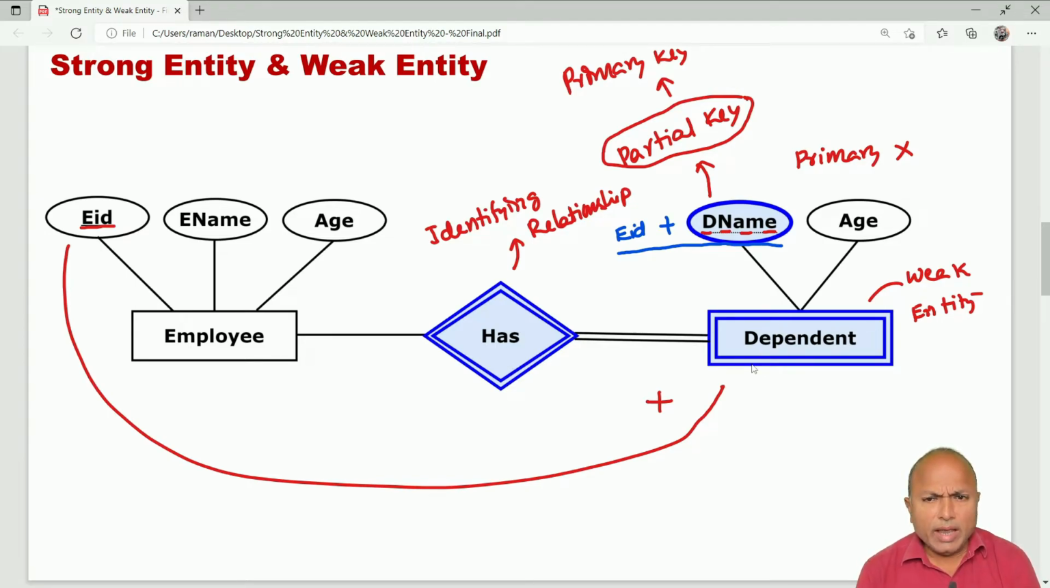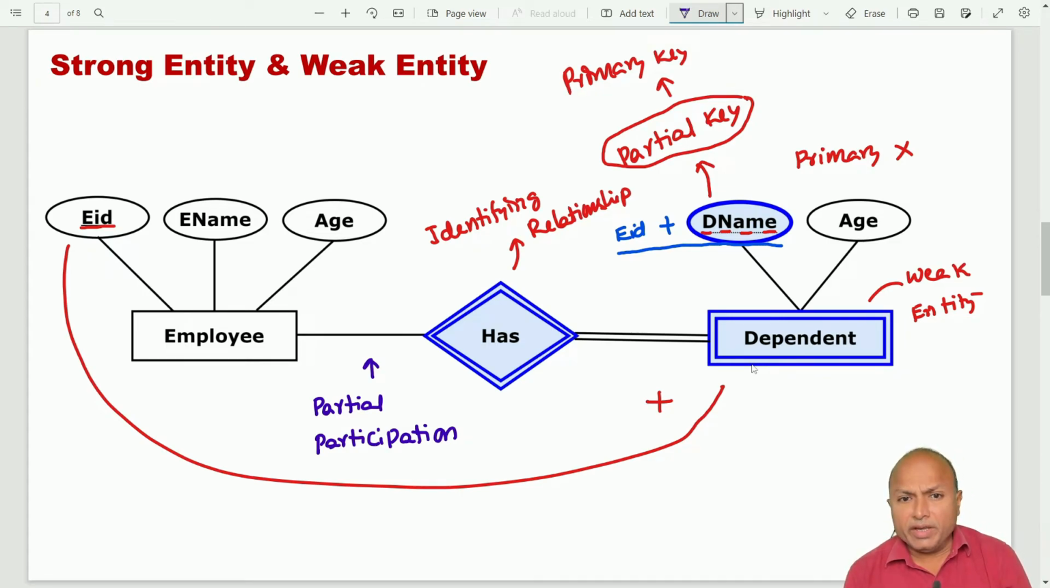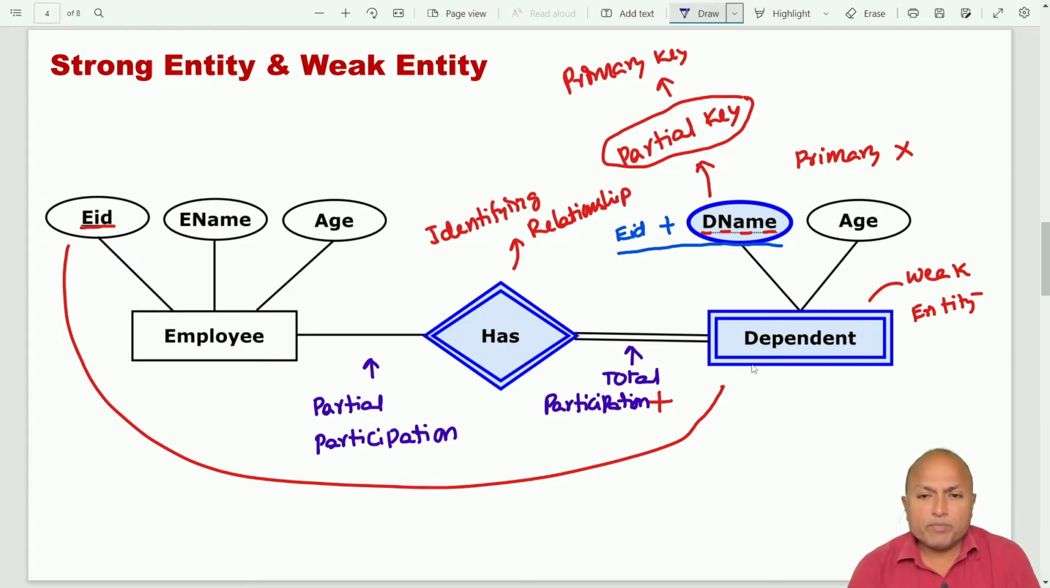In this ER diagram, employee has dependents. The connection between employee and the identifying relationship is represented with a single line. This is called partial participation. Whereas the connection between the identifying relationship and the weak entity is represented with a double line. This is nothing but total participation. Total participation means all the dependents have a connection with some employee. That means all the entities belonging to dependent have a connection with some employee. Whereas regarding partial participation, some of the employees don't have any connection with a dependent.